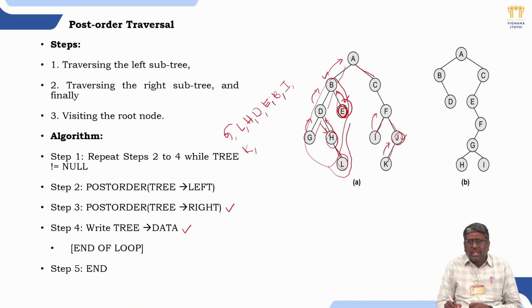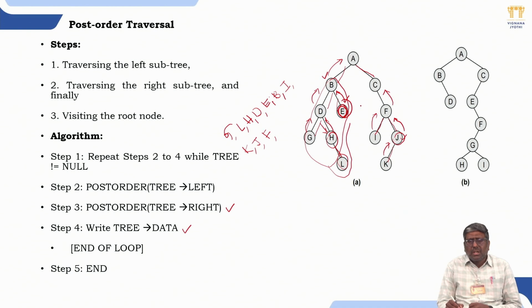Now we can visit J, because J has only one left child, that is already visited, and J has no right child. So visit J. Then go back to the parent of J, which is nothing but F. Now F's left children, left subtree elements and the right subtree elements are already visited, so visit that F. Now go back to the parent of F, which is nothing but C.